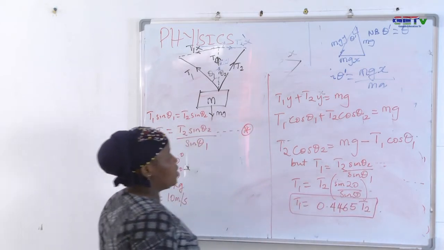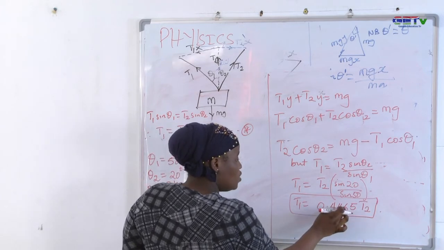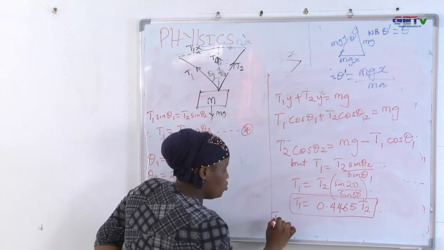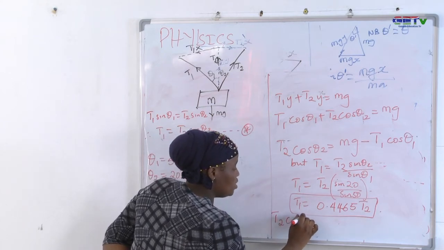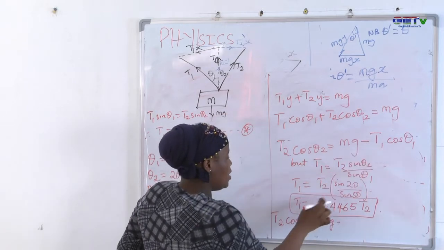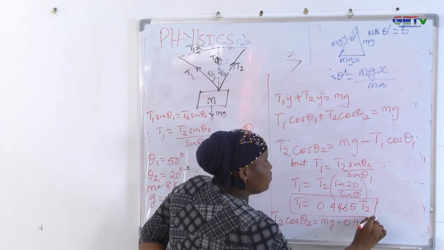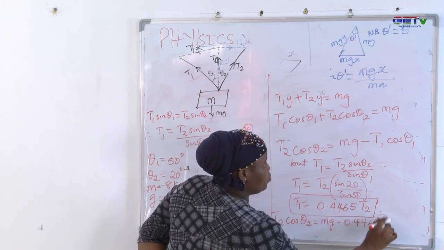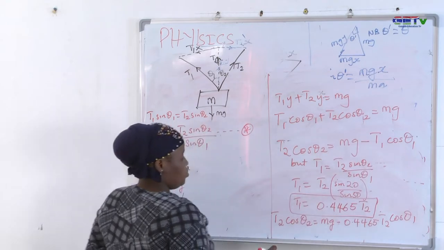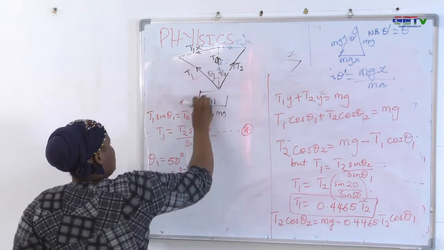That's theta 1. So in place of theta 1, I will just write 0.4465 T2, and that gives us T2 cosine of theta 2 is equivalent to mg minus T1, where T1 is 0.4465 theta 2, then cosine of theta 1. Good?